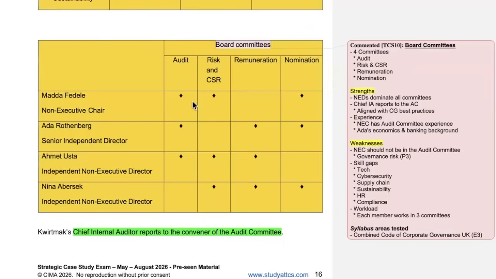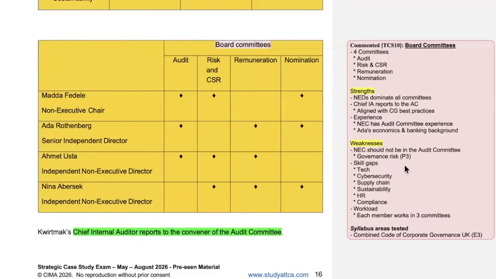And in talking about experience, getting back to experience, Ada, one of our senior independent directors, comes from an economics and banking background, which is aligned with what happens within an audit committee. And looking at the weaknesses, the non-executive chair should not be in the audit committee, as I mentioned earlier. This exposes us to governance risks, and also there's a skill gap within our board committees, because these board committees comprise non-executive directors.